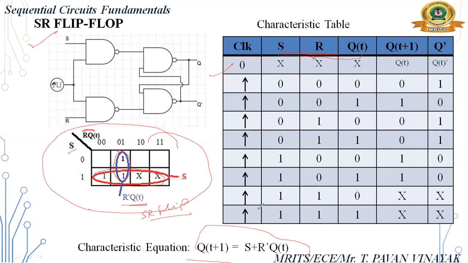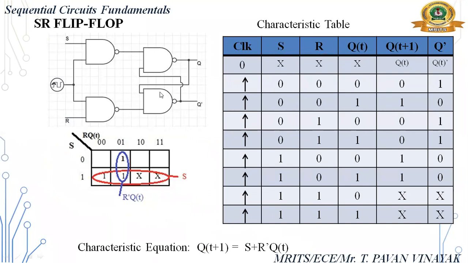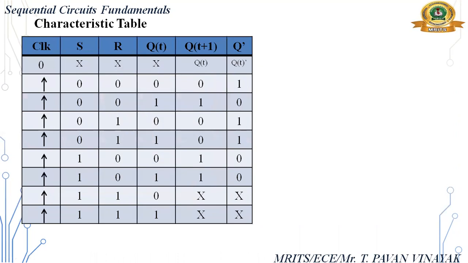Okay, right, this is enough. Okay, next, excitation table. From characteristic table, I drew the characteristic equation. Okay, next one is excitation table.